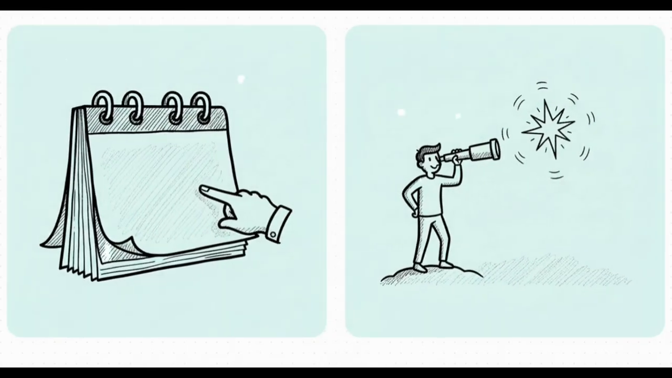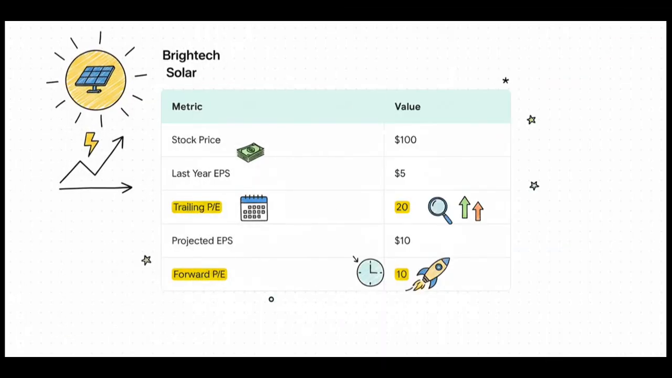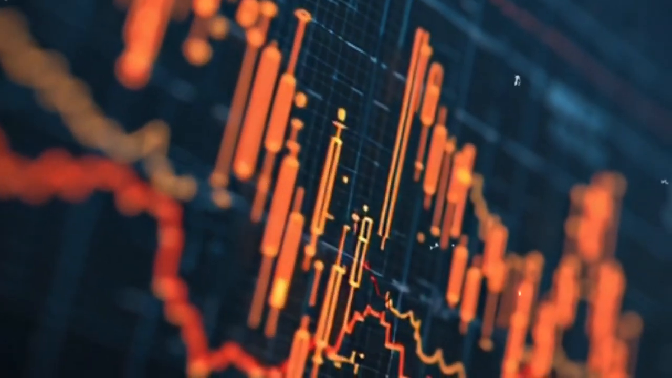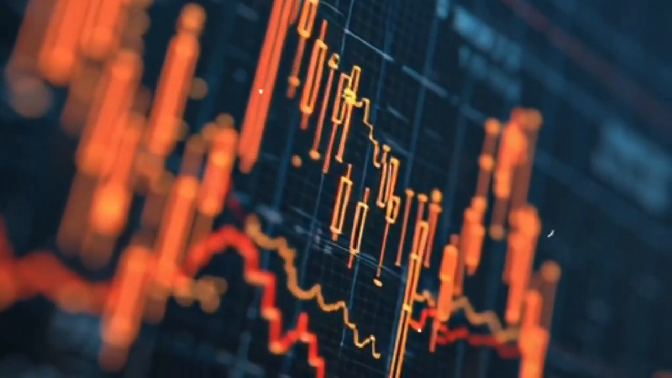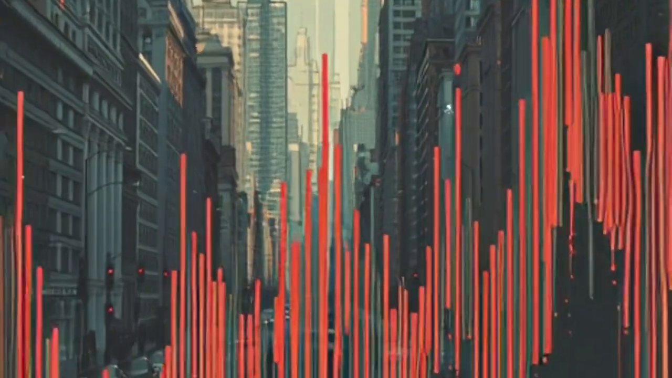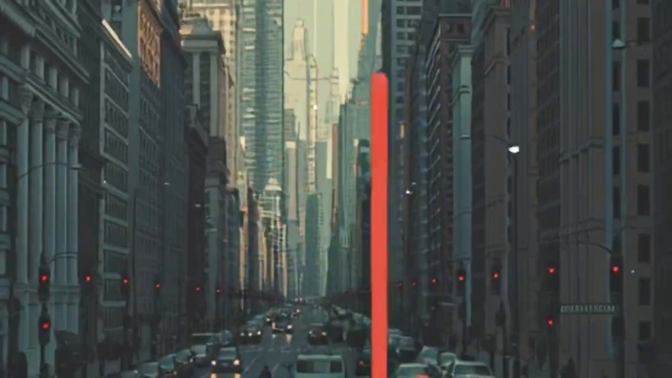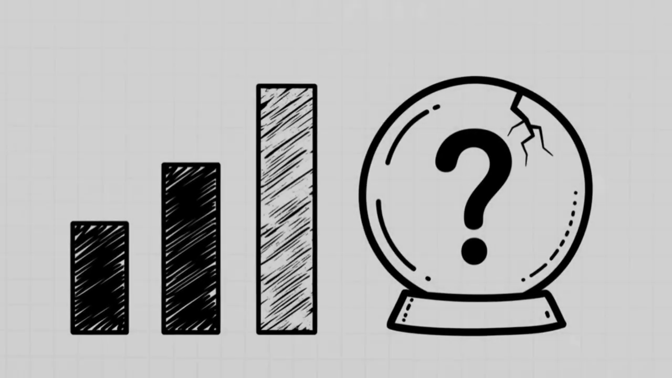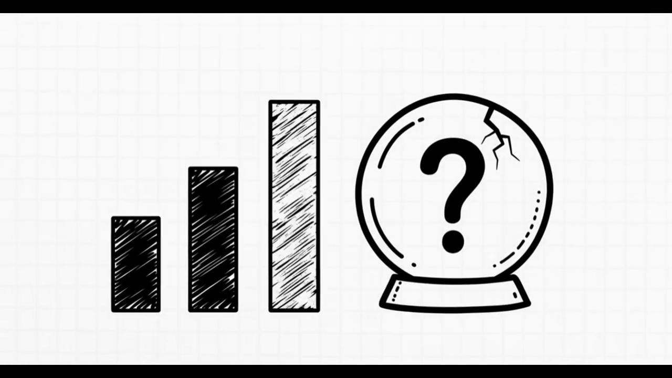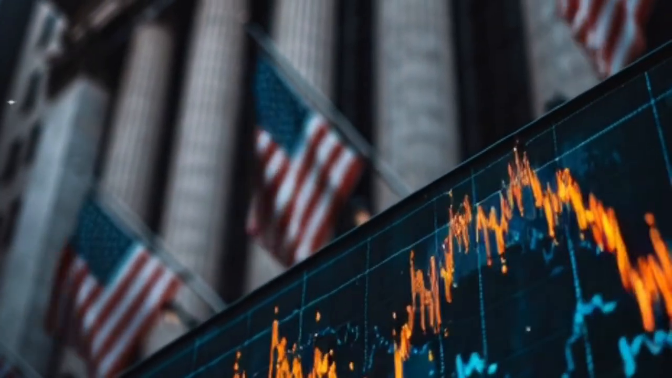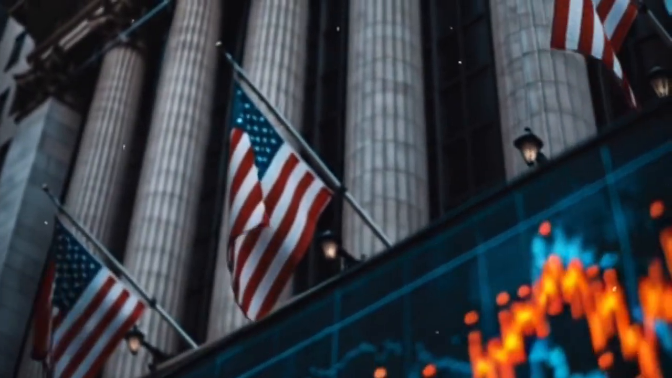Okay, check out BrightTech. The stock price is $100. Based on last year's earnings, its trailing PE is 20. But analysts are optimistic. They think earnings are going to double next year. Based on that projection, its forward PE is only 10. So whenever you see a forward PE that's a lot lower than the trailing PE, that's a huge clue. It means the market is betting big on future growth. But, and this is a big but, it's all based on an estimate. And estimates, as we all know, can be wrong.